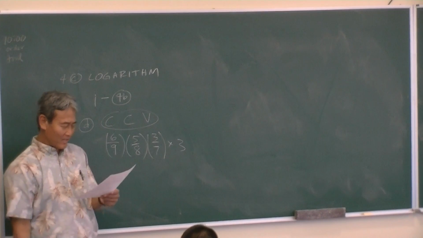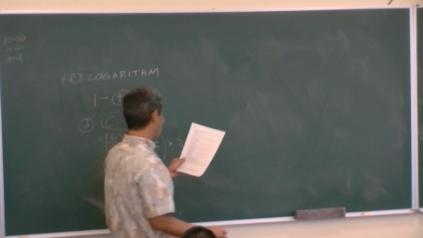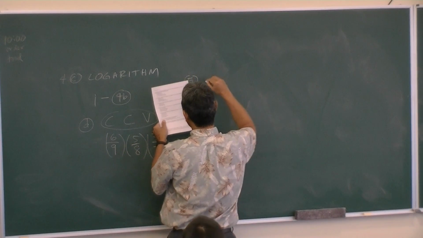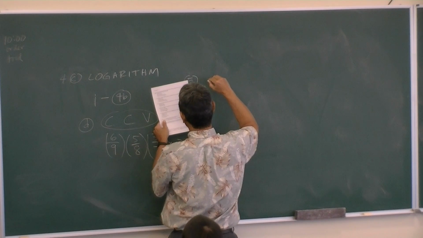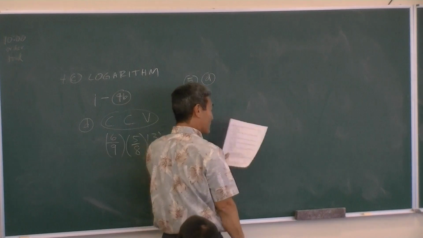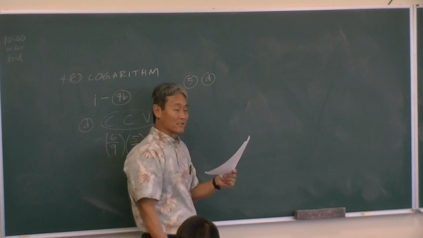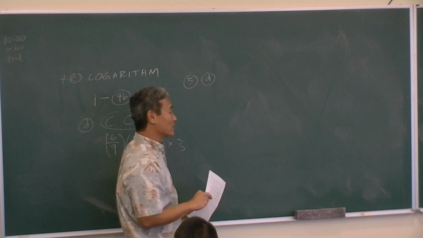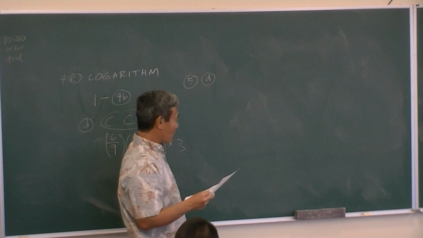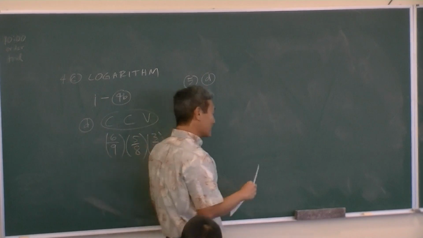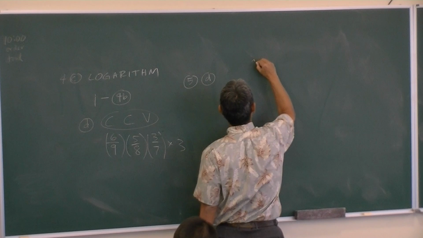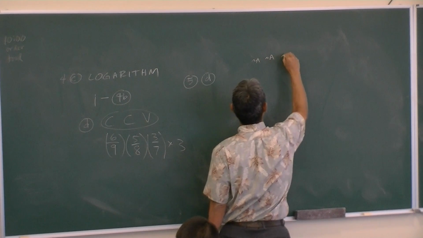Number 5, D and E. You guys never did card problems. 3 cards are randomly selected from a deck of 52 cards. Find the probability that D: at least one is, there we go, here's that phrase, at least one is an ace. So when you hear that phrase, what do you do? The complement. What's the complement of at least one is an ace? None is an ace. And then you subtract it from 1. So not an ace, not an ace, not an ace.